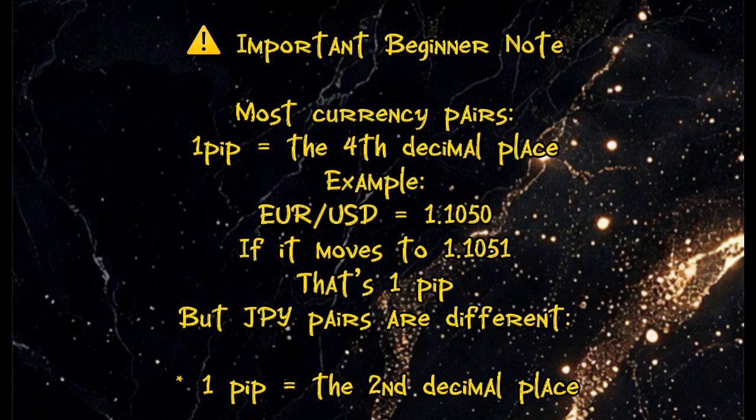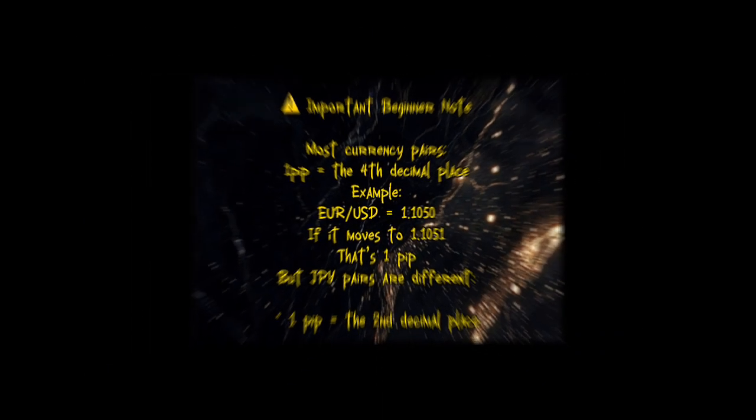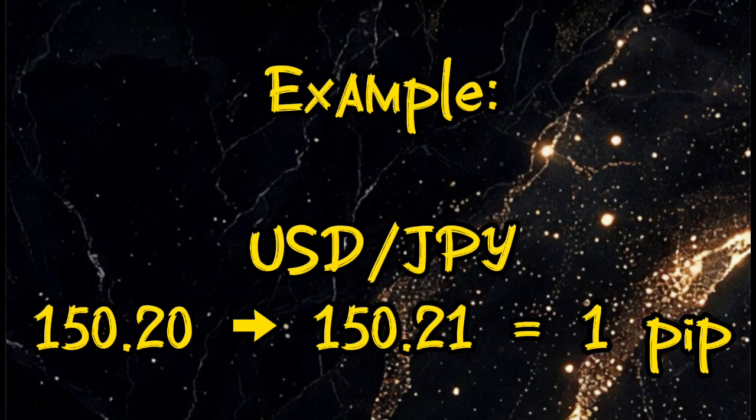Let's move forward. In an example of USD/JPY, you can see 150.20 moving to 150.21. That's a 1 pip increase. So they are similar, but due to the JPY currency, it tends to differ. I hope you understand that. Due to the JPY currency, it tends to differ.